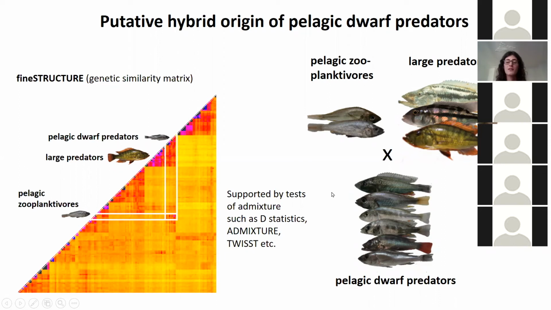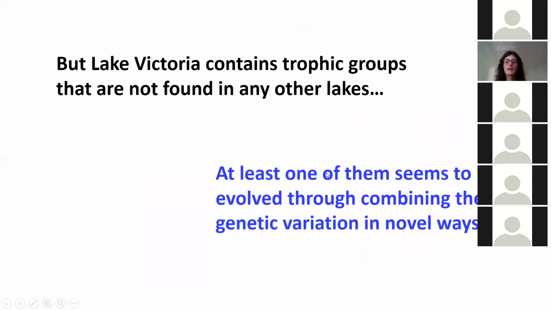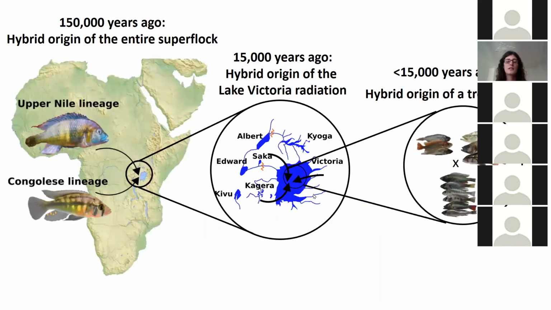So this suggests that even within the Lake Victoria radiation, hybridization between different ecological groups seems to have given rise to new ecological groups via new combinations of the genetic variants in these two groups. At least some of these new groups thus seem to have evolved by combining the genetic variation in novel ways. So this means we can now add another level of hybridization, which is less than 15,000 years ago within the adaptive radiation of Lake Victoria. There is hybrid origin of a new trophic group.